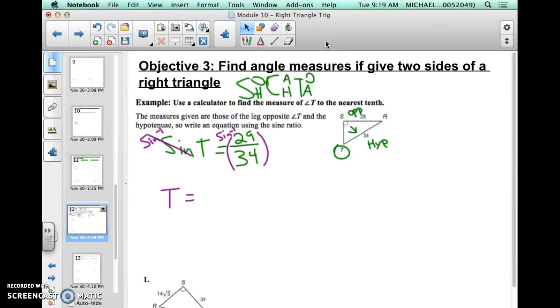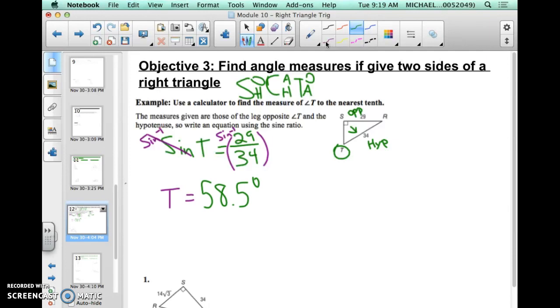And I'm going to punch in second sine. If you look on your calculator and you get this blue second button, that'll bring up the option above the sine button to get to the sine inverse option. So I hit second sine to get the sine inverse, and I'm going to put 29 divided by 34 and close up the parenthesis and hit enter. And I get 58.5 degrees. So angle T right here is 58.5 degrees.